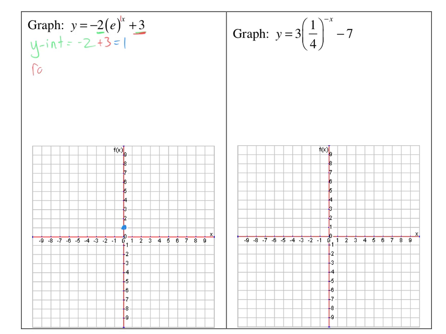Isn't my rate going to be positive 100%? Aren't we growing at 100%? So what I have here is a graph that starts at 1 and is growing by 100%, but it's growing upside down. Isn't negative mean upside down?